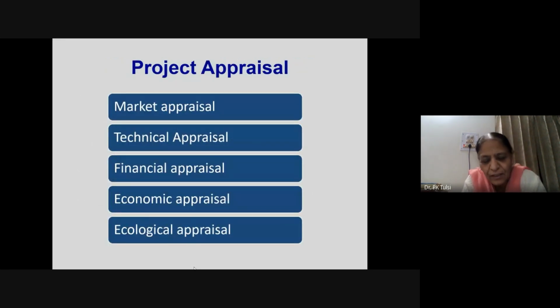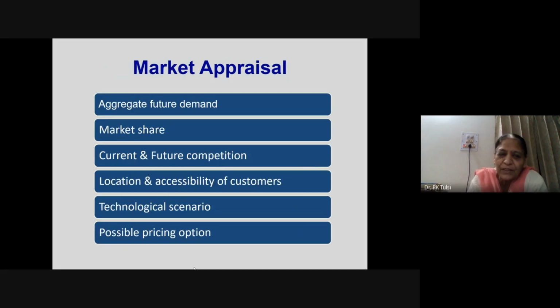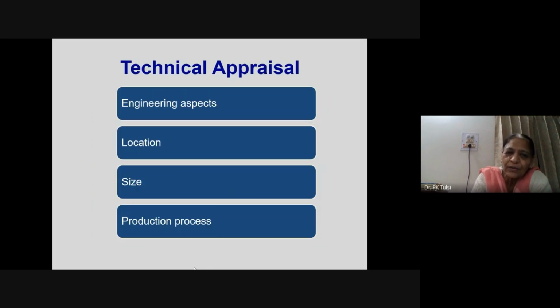Then if it is a project taken up by the industry, then project appraisal is very specific with respect to market appraisal, technical appraisal, financial appraisal, economic and ecological appraisal. Not going into detail. For market appraisal, you can see the criteria which can be there: aggregate future demand, market share, current and future competition, location and accessibility of customers, technological scenario, and possible pricing options which are available to any industry or the organization.